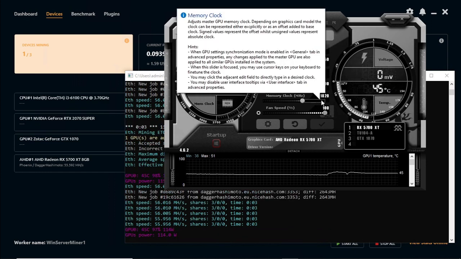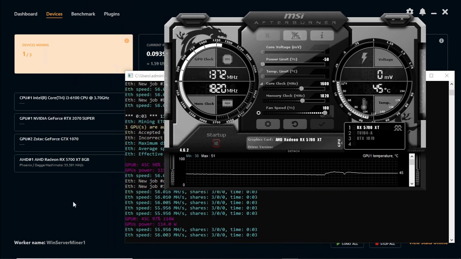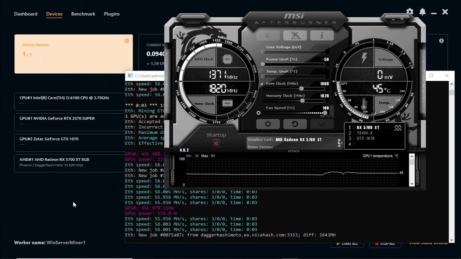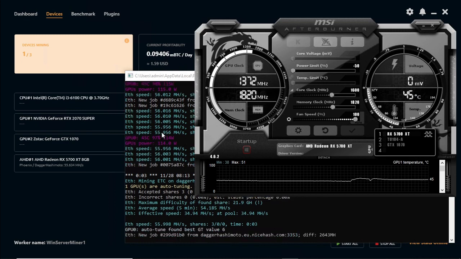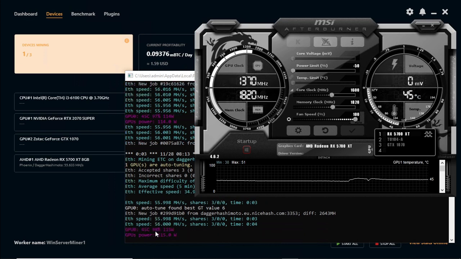Taking a look at our current overclocks, our core we dropped down to 1600 and our memory clock is at 1820. We're just hitting 56 mega hash per second, or just under.